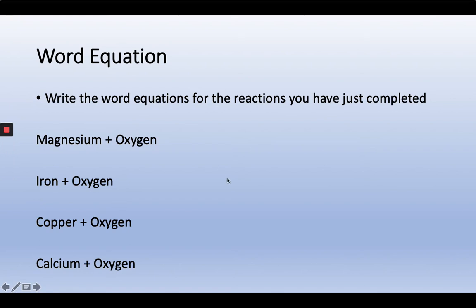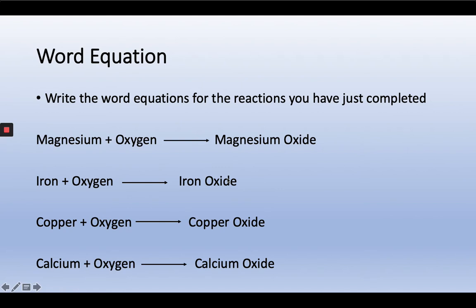So here is what we would form. We would form magnesium oxide, iron plus oxygen is iron oxide, copper plus oxygen is copper oxide, and calcium and oxygen is calcium oxide. It's a real easy trend that you can see happening here. You know it's reacting with oxygen, so you know you're going to form an oxide product. It changes depending on which metal you are reacting with the oxygen.